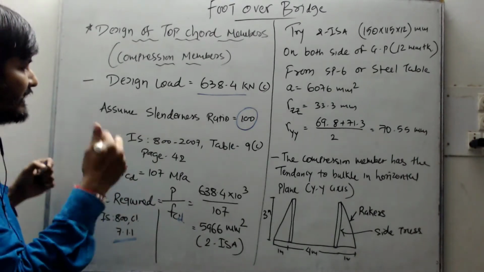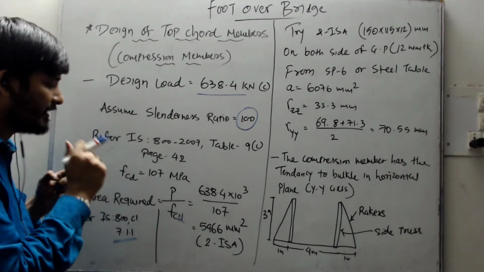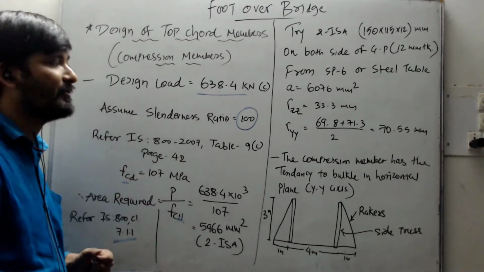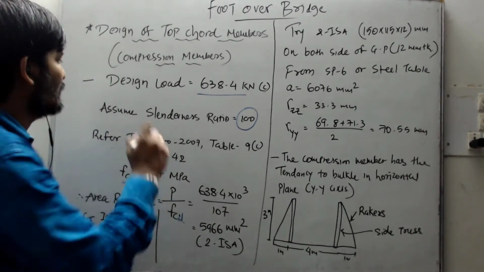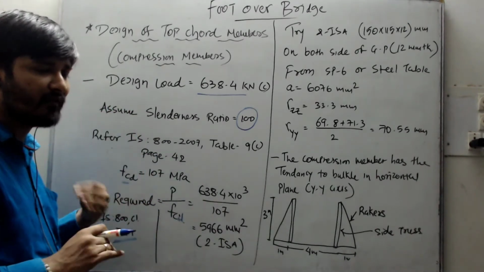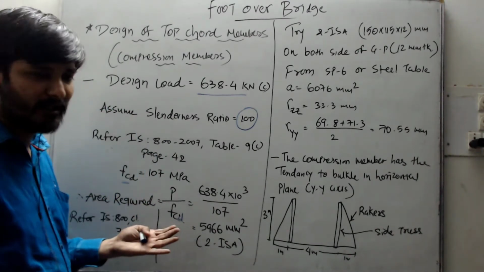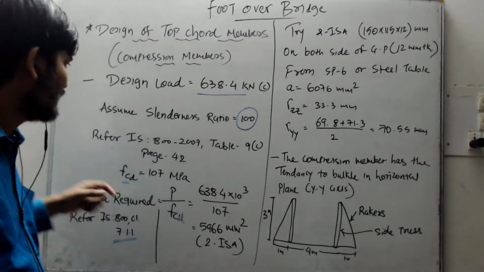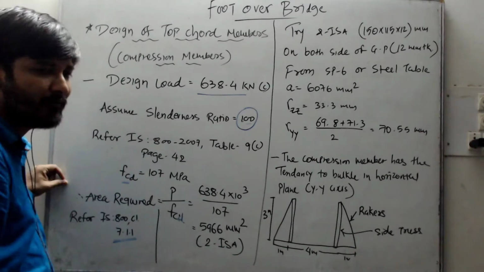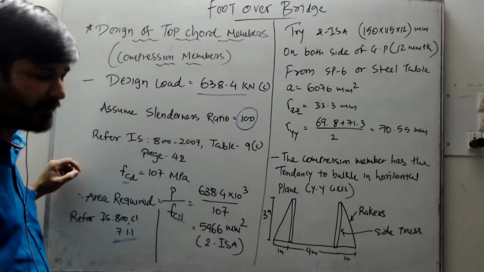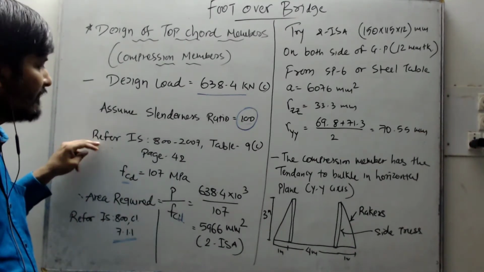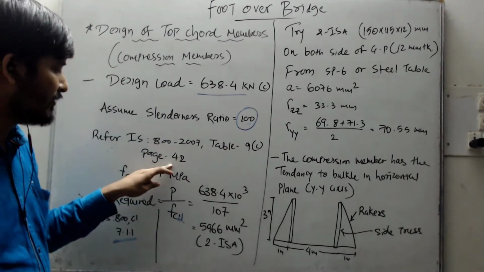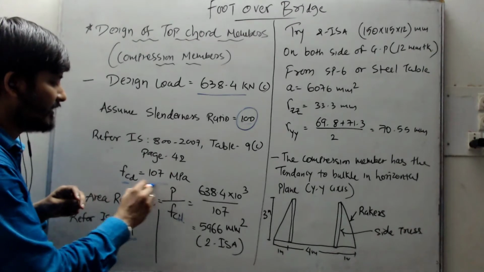To find out the area, we require the value of FCD, right? To find out the value of FCD, we require the slenderness ratio, because there are different tables given. So let us assume a slenderness ratio of 100. You can assume any value, it depends on your expertise and your experience. So I am assuming 100 as a starting point. It is a ratio, not mm. So refer IS 800 2007, table number 9C, page number 42. We will get that the FCD value is 107.